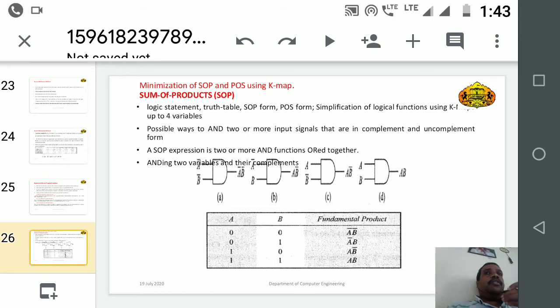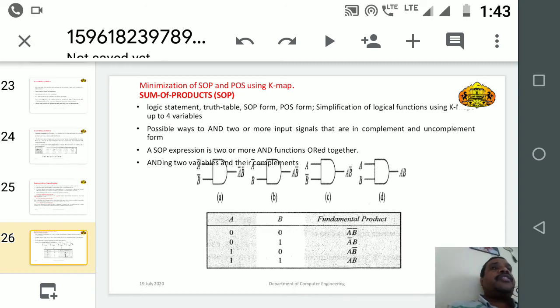There are possible ways to AND two or more input signals in complemented and uncomplemented form. A SOP expression is two or more AND functions ORed together. In this SOP expression, AND gates are present on the input side, and on the output side there is only one gate, the OR gate, because here you add the products. So at the end you use only one OR gate.